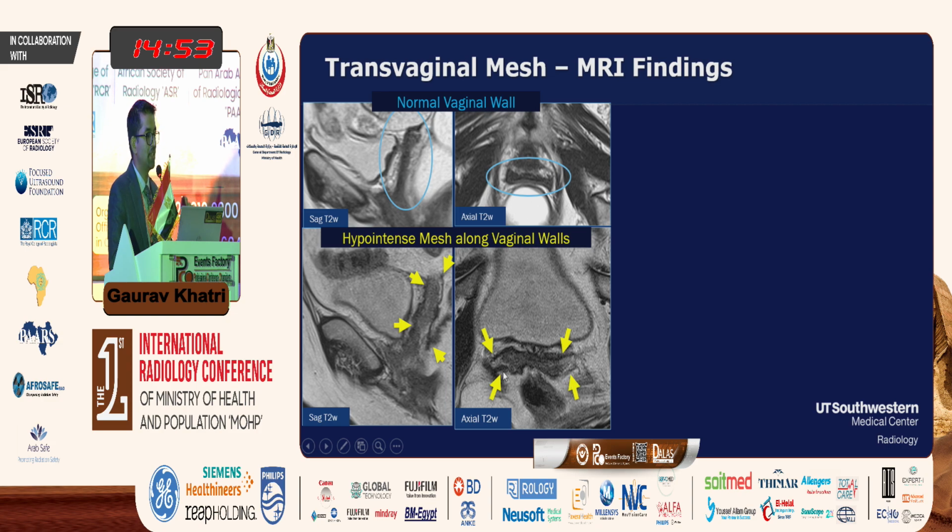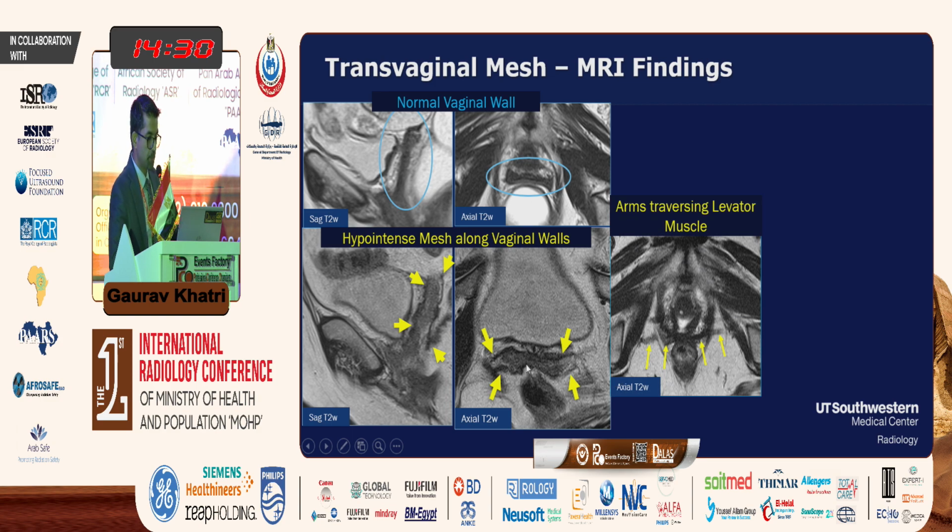An important distinction here is the way this is placed: it's placed transvaginally. The surgeon will make an opening in the anterior and posterior vaginal wall and then place a sling through the vaginal wall. That's why this mesh is more susceptible to eroding back through the vaginal wall, because it's placed transvaginally.